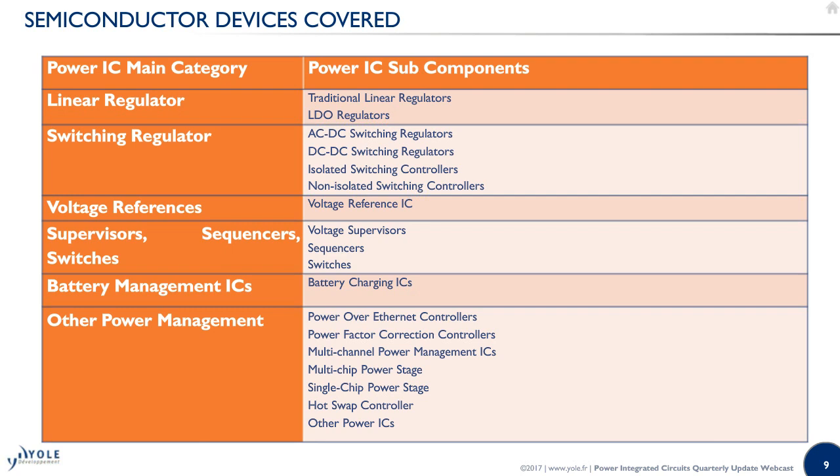For supervisor, sequencer, and switches, we separate them into the 3, as obviously stated in the name. And for battery management IC, we primarily track the battery charging ICs, and the management of the battery function is typically built in there already. And in the other power management IC category, we have 7 different kinds of devices, and I'll give you a moment to look them over. Once again, if you have any questions regarding the definition of what types of devices are classified into each one of the subcomponents, feel free to email us.